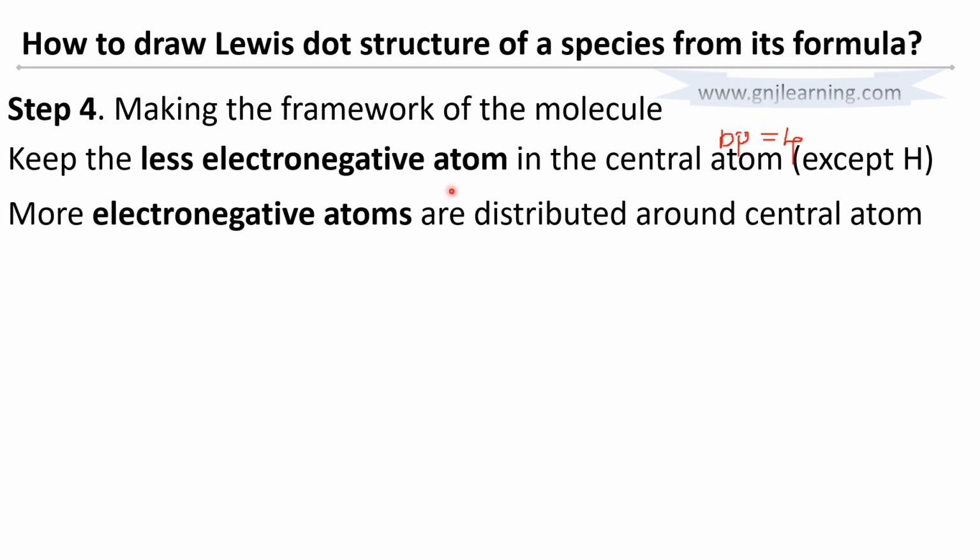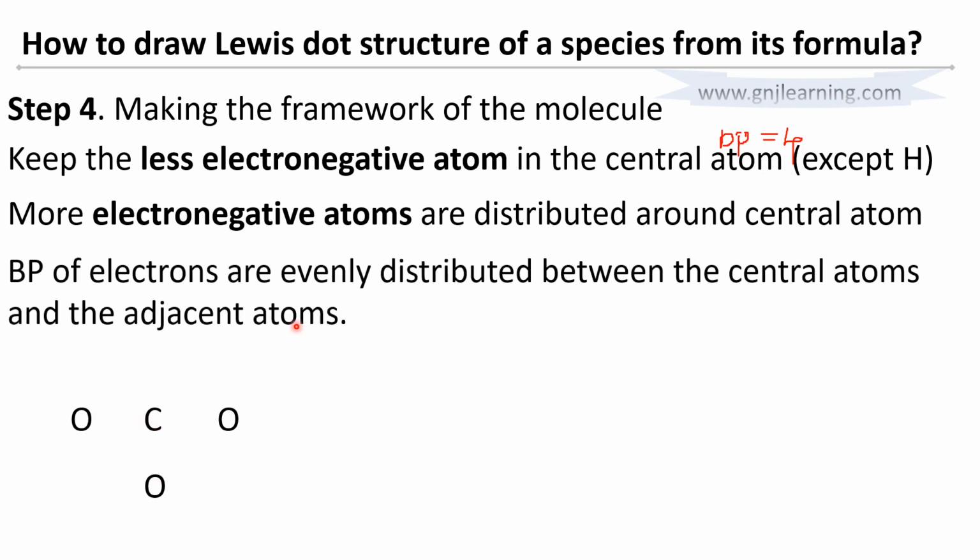Clear? So let us see the case of carbonate. In carbonate, the less electronegative atom is carbon and the more electronegative is oxygen. So carbon is placed in the center with oxygen surrounding it. And how many bond pairs are there? There are a total of 4. Now I am going to distribute these bond pairs between carbon and oxygen. I have 3 CO pairs, but I have 4 bond pairs.